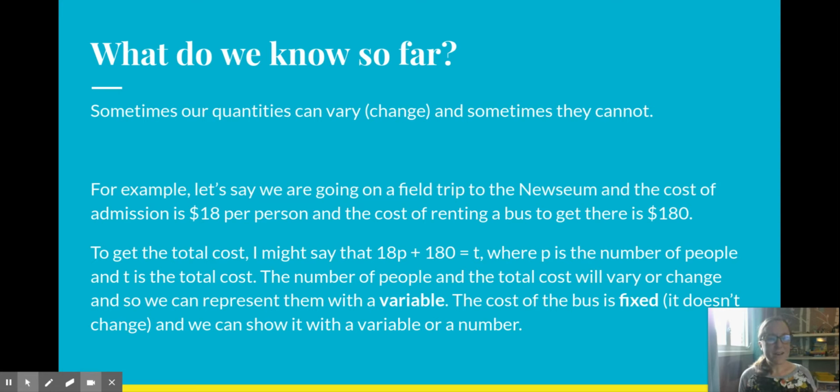The cost of the bus is fixed, as long as we're just taking one bus. It doesn't change, and we can show these fixed quantities with a variable or a number. Maybe I didn't know that it costs $180, but I know it costs the same something, no matter how many people are going. So in that case, I'd use a variable.